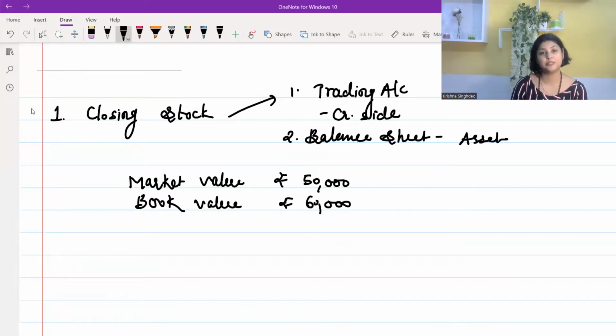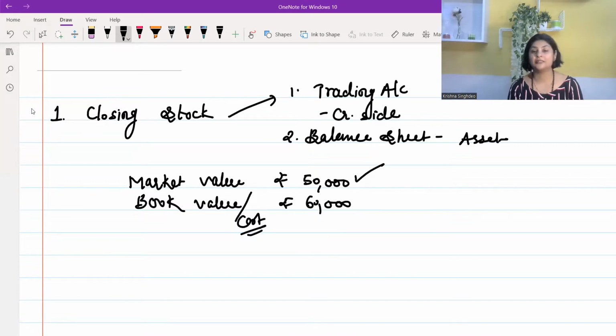So always the rule is whichever is lower, whether it is market value or book value, the lowest of both we will take and we will put it. So in our case, the market value of 50,000 is lower, so we will take this. Book value is sometimes written as cost also, because it is not a fixed asset. That is why depreciation is not deducted on this, and the correct term is cost. So whatever is written, you have to take the lowest of these.